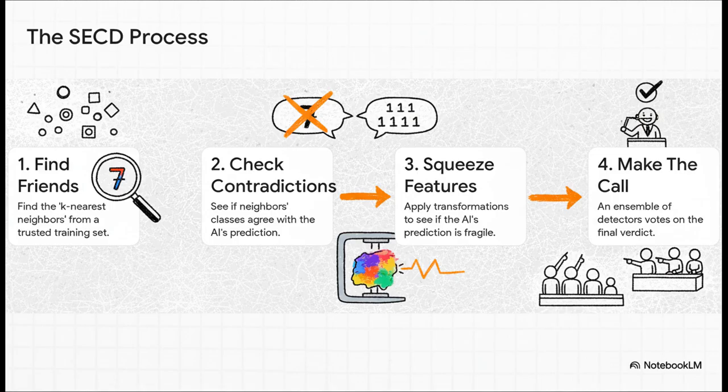Okay, here's the breakdown. First, the detective finds the image's closest friends or neighbors from that trusted library. Step 2, it checks for contradictions. You know, like if the AI says, "That's the number 7," but most of its friends are pictures of the number 1. Third, it does something called feature squeezing. It messes with the image a bit, like reducing the number of colors, to see if the AI's prediction is suspiciously fragile and changes easily. And finally, it takes all those clues and a jury of detectors makes the final call.